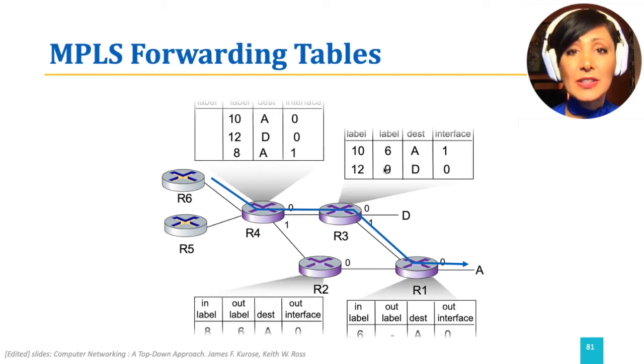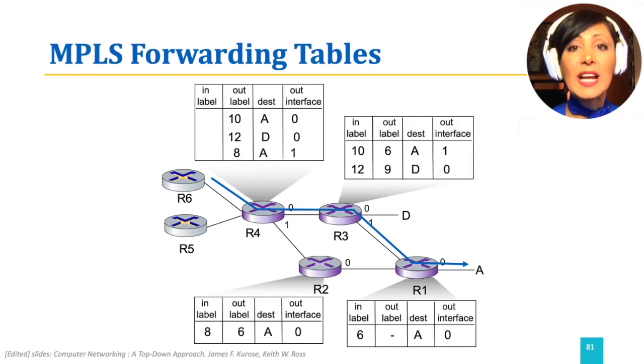R1 has advertised to R2 and R3 that R1 can route to destination A, and that if it receives a frame with an MPLS label 6, it will forward it to destination A. Router R3, in a similar way, has advertised to router R4 that it can route to destination A and D, and that it will forward incoming frames with MPLS label value 10 towards destination A, and incoming frames with MPLS value 12 towards destination D. Router R2 also has advertised to R4 that it can route to destination A, and that if it receives a frame with an MPLS label 8, it will forward it to destination A.